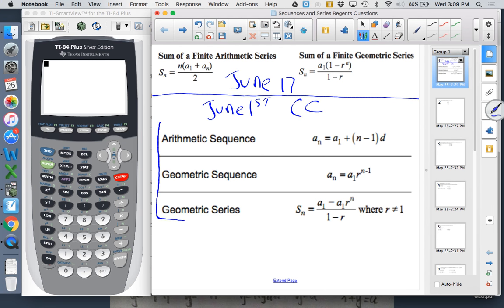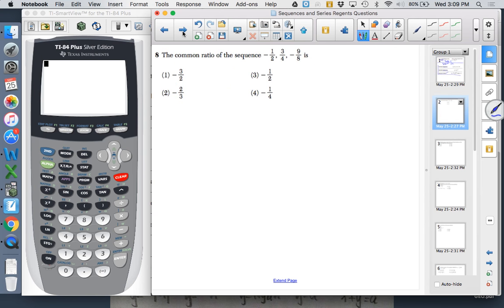All right, you'll have the general term for an arithmetic sequence, a geometric sequence, which is really nice, and they'll give you geometric series. The one they're not giving you is arithmetic series, and that's actually the easier one to do. So I think you'll be happy with that. Let's take a look at what some Regents questions might look like.